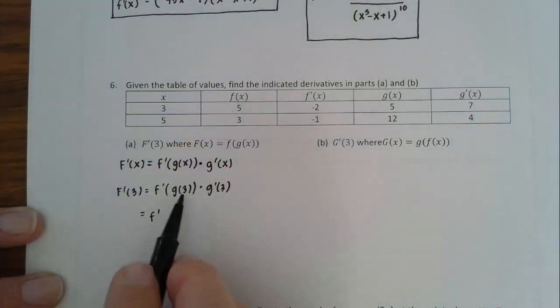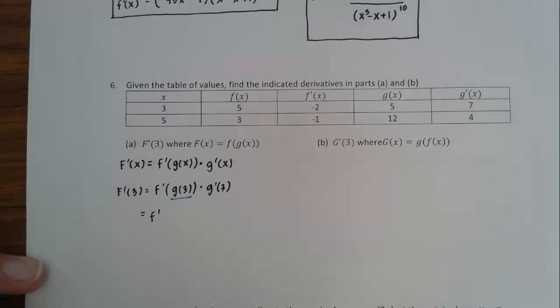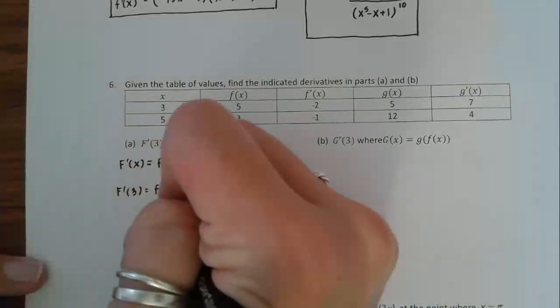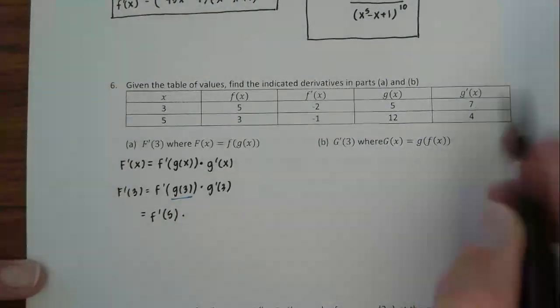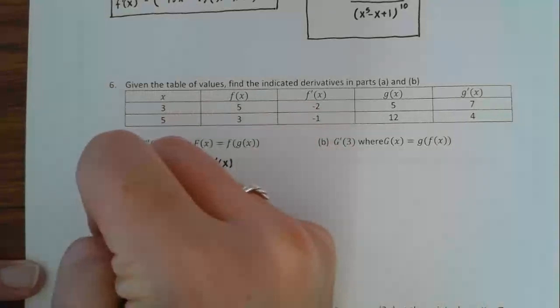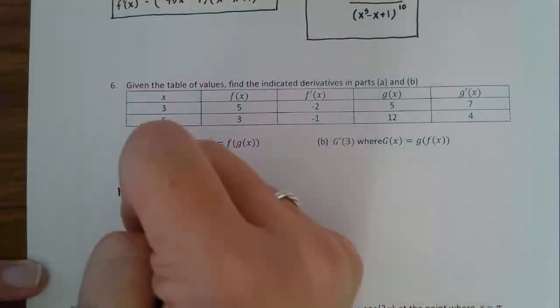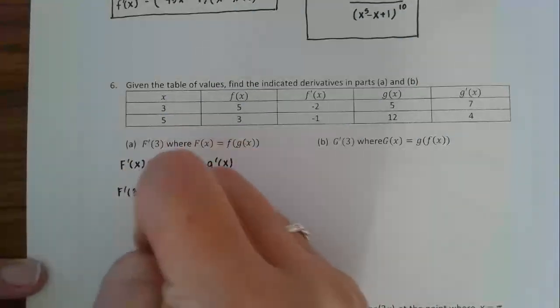So the first thing I want to evaluate here would be g of 3, which if I look in my table, g of 3 is 5. So I want to evaluate f prime of 5 next, and then I'm multiplying that by g prime of 3, which would be 7. So f prime of 5, if I look back up here at my table, would be negative 1, multiplied by 7 would be negative 7.